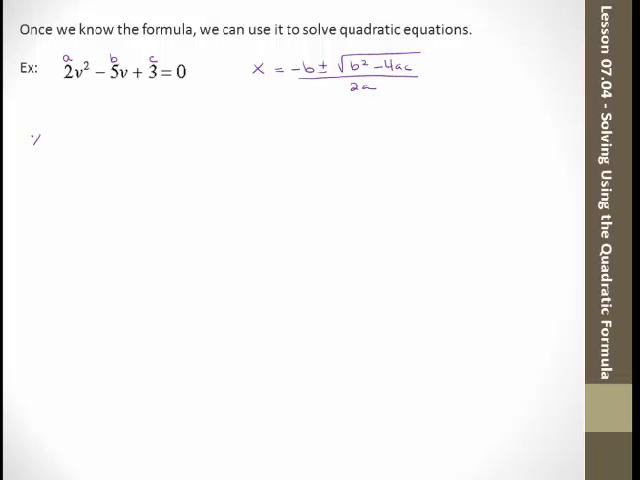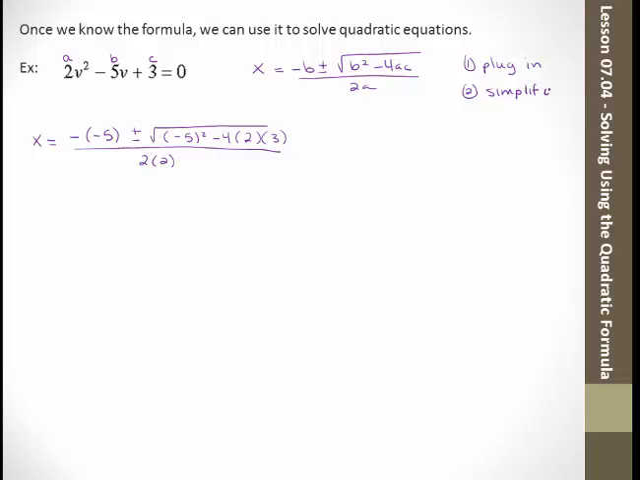So what I'll do next is I'll plug in my numbers. Negative b. Well, b is negative 5. So I have a negative negative 5 plus or minus the square root of negative 5 squared minus 4 times a, which is 2, times c, which is 3, all over 2 times a, which is 2 again. Now we use our order of operations. So our first step is to plug in. Our second step is to simplify with order of operations.